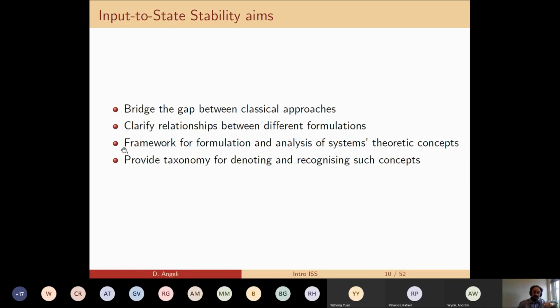And it turns out that this exactly, in a certain sense, if you really work in many possible directions, can give you a framework for formulating and analyzing systems theoretic concepts of different nature, in fact, apparently maybe even unrelated to stability notions. And it really gives a taxonomy for denoting and recognizing such concepts, because we will see how this can be done. So we'll start with, in fact, classical input to state stability, but see how this approach can really be extended to a certain extent.